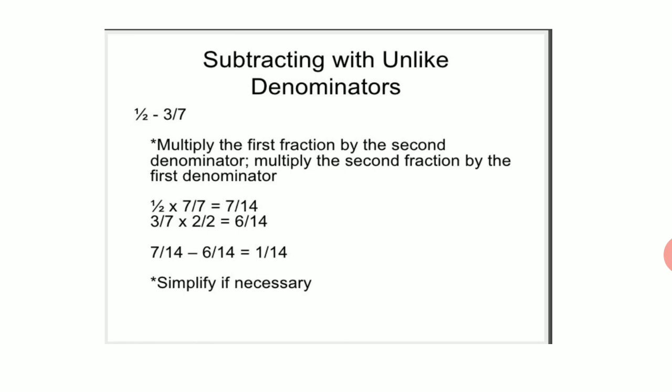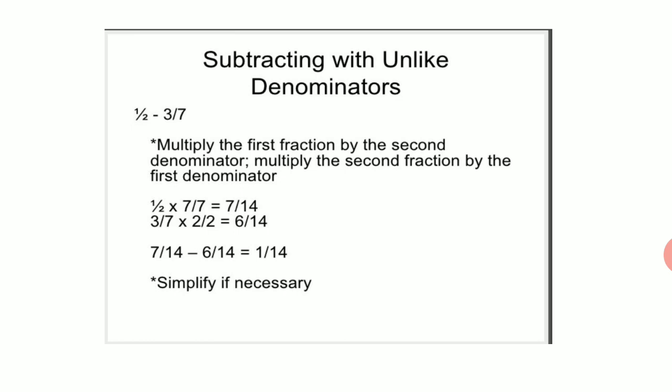So here the first fraction is half, so we take half, and in the denominator of the second fraction we have 7, so we will multiply 7 in both numerator and denominator of the first fraction, that is half into 7 by 7. That gives you the result as 7 by 14. 1 into 7 is 7 and 2 into 7 is 14.